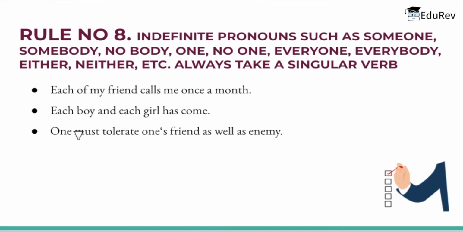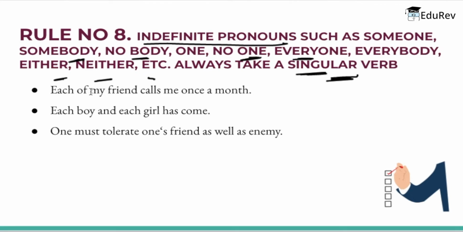Let's move on to rule number 8. Rule number 8 states indefinite pronouns such as someone, somebody, nobody, one, no one, everyone, everybody, either, neither, etc. always take a singular verb. So basically what they want to say is that if you have indefinite pronouns in your sentence, and what are the examples of indefinite pronouns? It's someone, somebody, nobody, one, no one, everyone, everybody, either, neither, etc. Then there has to always be what? A singular verb in that place.